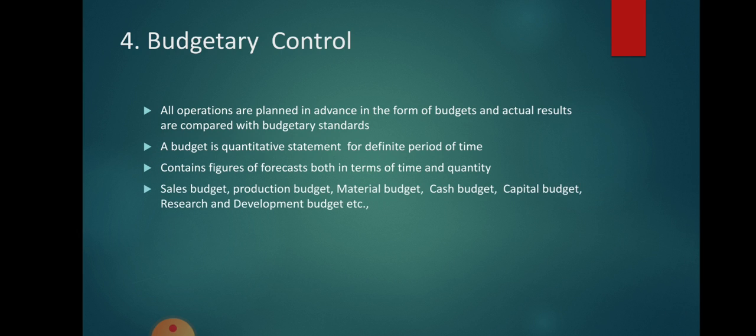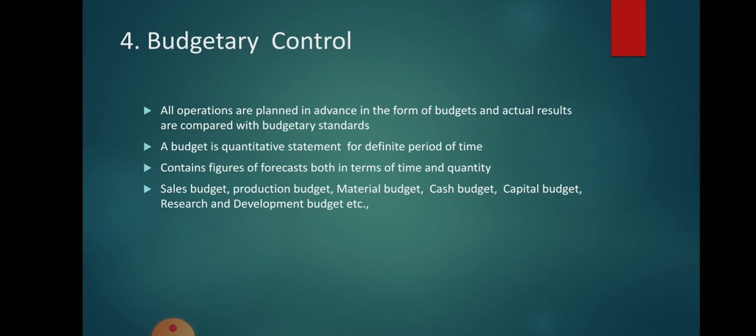The examples of budgets are the sales budget. We are going to prepare the sales budget for a week, for a month, for 6 months, for a year, like that. Similarly the production budget, production of product A, B, C, whatever products we are producing, for all that we prepare a budget. Right? Material budget, purchase of raw material. We make a budget of what raw material is required for this much production.